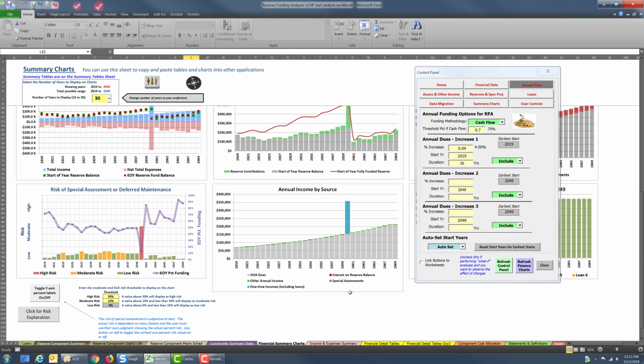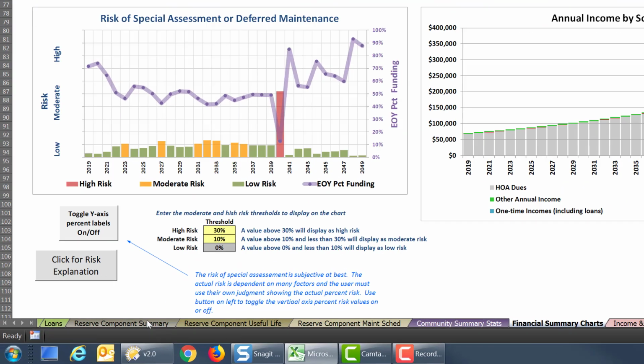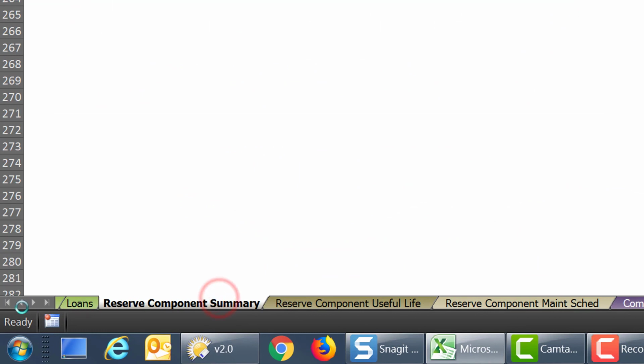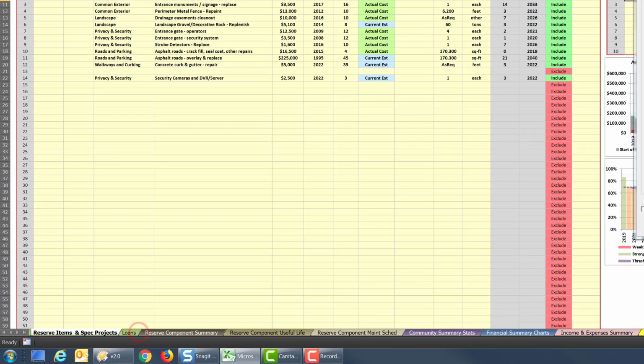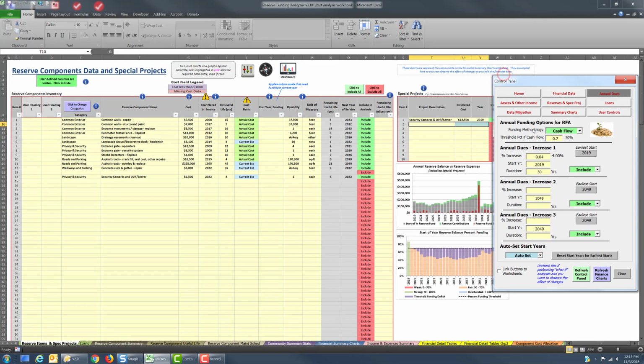So there's no right and wrong way to build your funding plan, but I just wanted to show you that this is one area where we could use loans and that kind of thing. There's another thing that we can do to change our funding plan, and I'm going to go to the reserve components. Let's see if we can get the right worksheet here. So we get the worksheet here, and I'm going to move this over to the side a little bit.